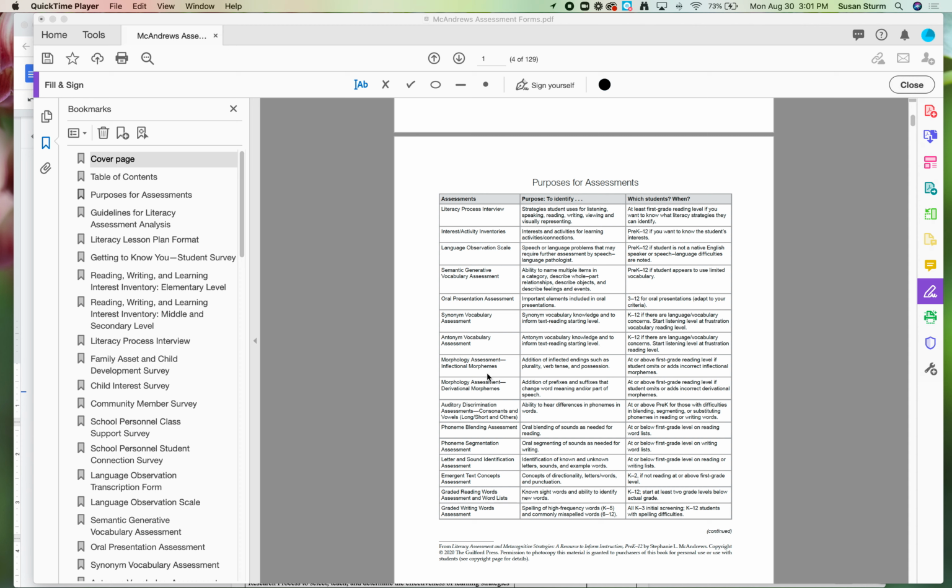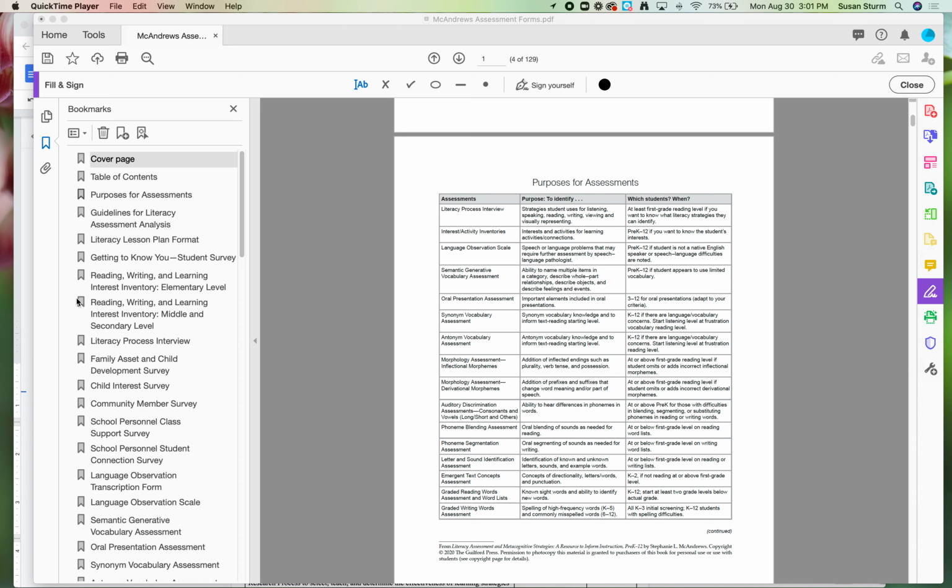And then we've got the morphology assessment, both the inflectional morphemes and the derivational morphemes. You can give one, you can give both. This typically needs a student who is at or above the first grade reading level. So if your student is in first grade, probably not going to give this assessment. If your student is in second, reading on grade level, which your SBTE should be able to tell you at this point in the semester, hopefully. If you're not really sure, you could always give this assessment and see what you find. So we're going to take a look at those 7 assessments in this document.